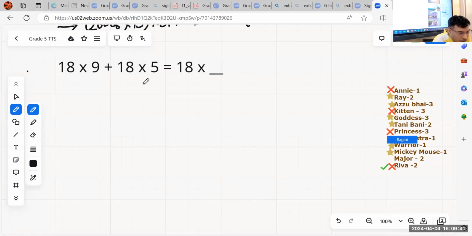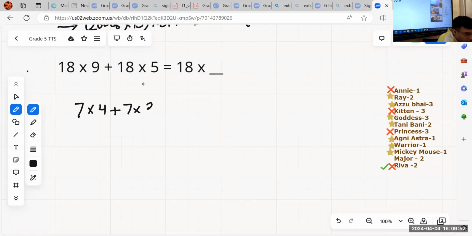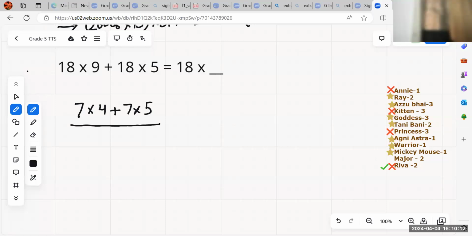All right. So look here. If we have to multiply 7 into 4 plus 7 into 2, let's say 5. So I can do what? The first thing, this is called distributive property. The first thing we do is identify the number of terms. Can you tell me how many terms are there in this? I will ask Azu Bhai. Azu Bhai, how many terms are there? Sir, 2. 2 terms are there.